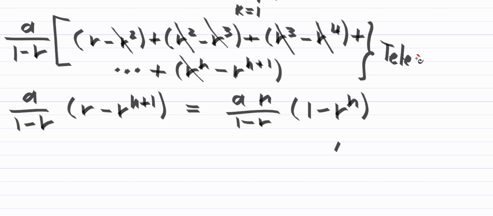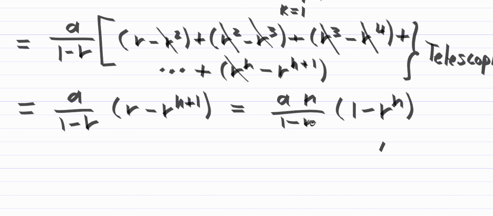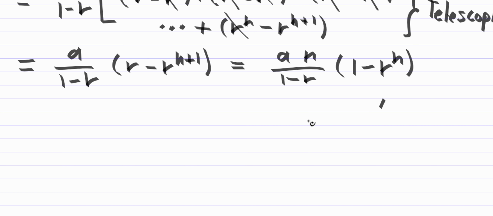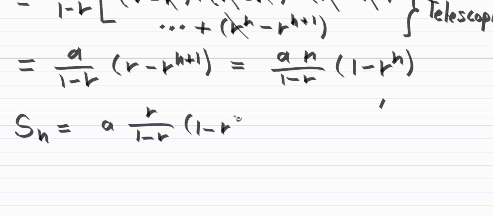Telescoping is where successive powers cancel out, and I can establish what the sum looks like in a much simpler fashion. Okay, so now we have the sum. This is Sn. So let's write it down. Sn is equal to a times r over 1 minus r, and then I have this term 1 minus r to the n. That's the expression that we have for Sn.